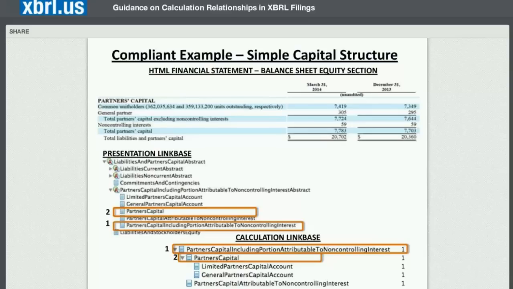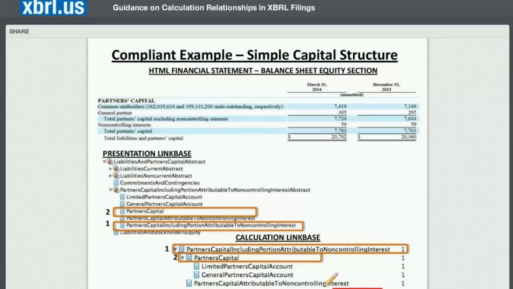Next question we had was, would you please be able to explain how the calculations play into how the users of XBRL data view the data? What issues does it cause to a user of XBRL if the calculations are missing? This is actually a really good question.